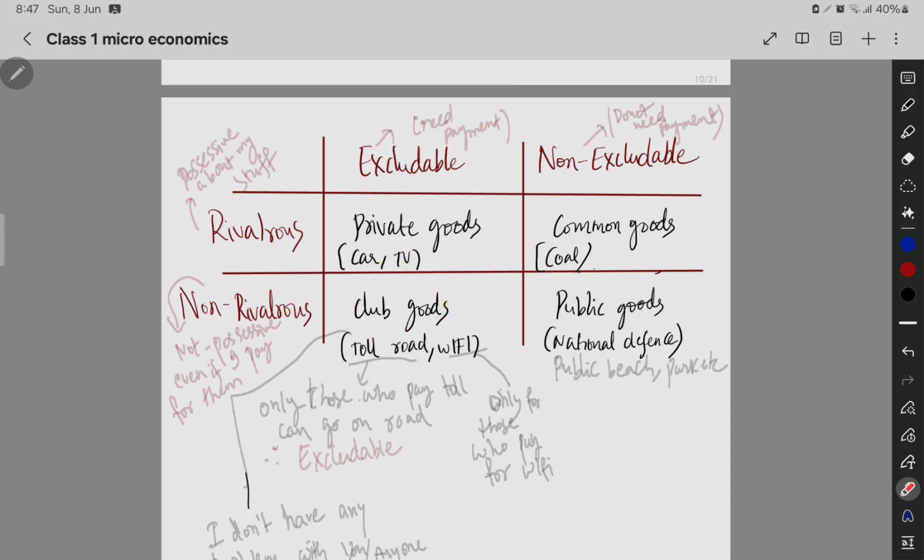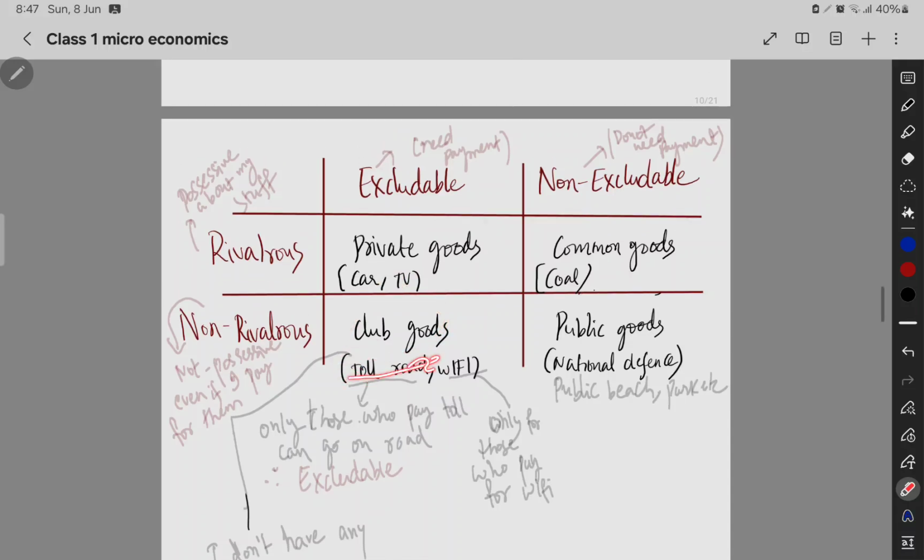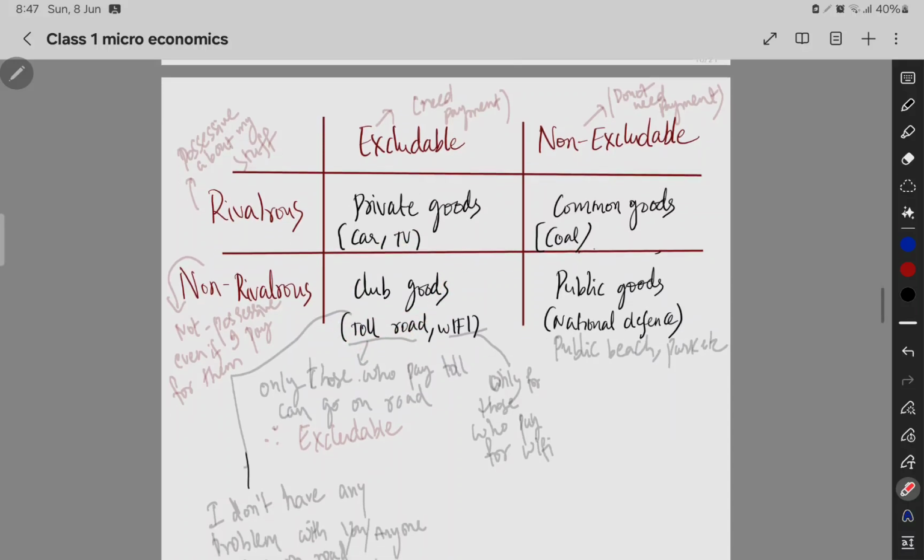Club goods like a toll road. I pay for the toll road. At the toll gate I will pay, but that does not mean that no one else can come on my road. Nothing like that. Anyone can come on that road. I am not possessive, but I am paying for the toll road. Similarly, Wi-Fi. I am paying for Wi-Fi. That does not mean that no one on earth can use Wi-Fi just because I am paying. No, it's not like that. I am not possessive. Therefore, it is non-rivalrous.